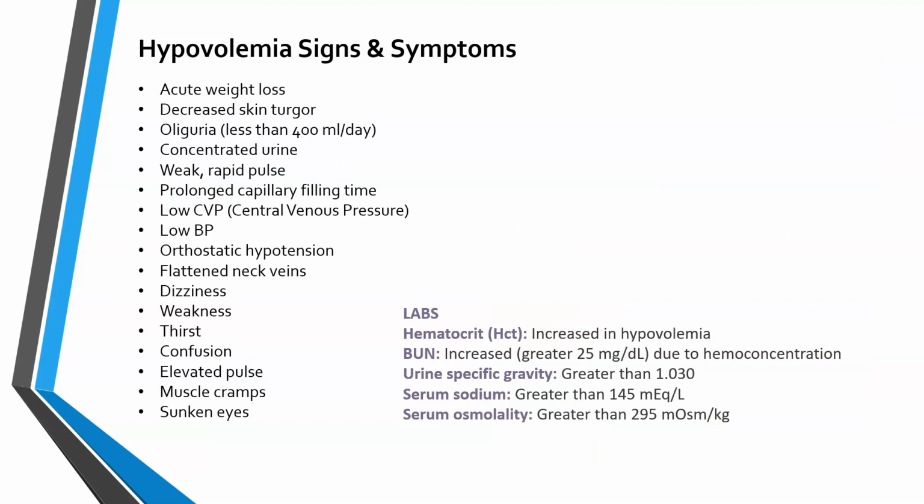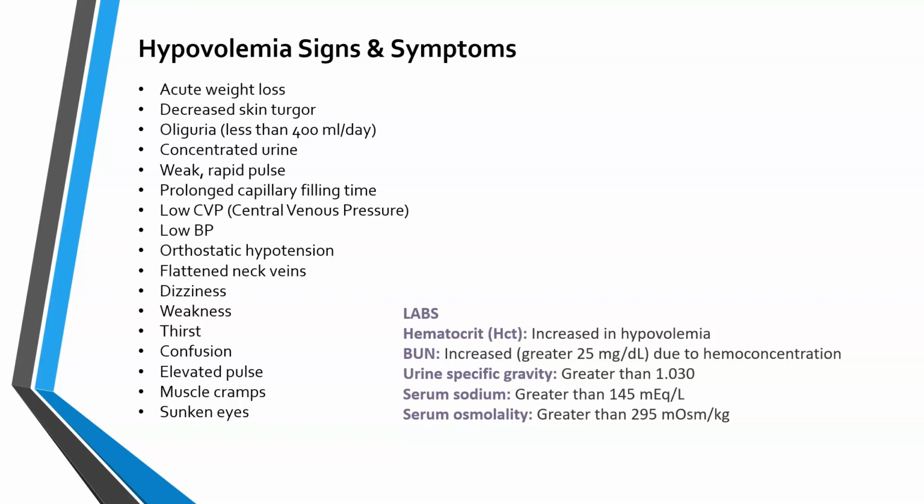Signs and symptoms: acute weight loss, decreased skin turgor, decreased fluid excretion, so oliguria less than 400 mLs per day. Urine's going to look concentrated. Patient can have a weak rapid pulse, prolonged capillary refill time, a low CVP, low blood pressure, orthostatic hypotension, flattened neck veins, dizziness, weakness, thirst, confusion, elevated pulse, muscle cramps, and sunken eyes.